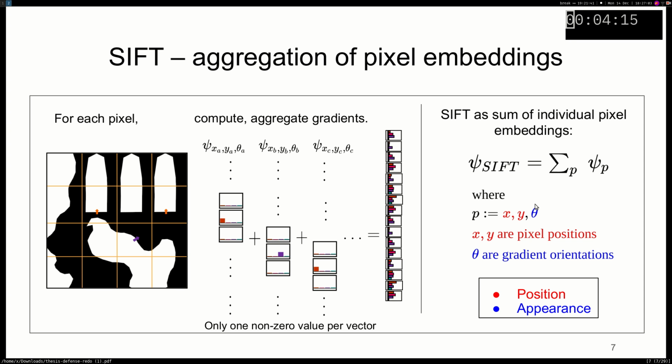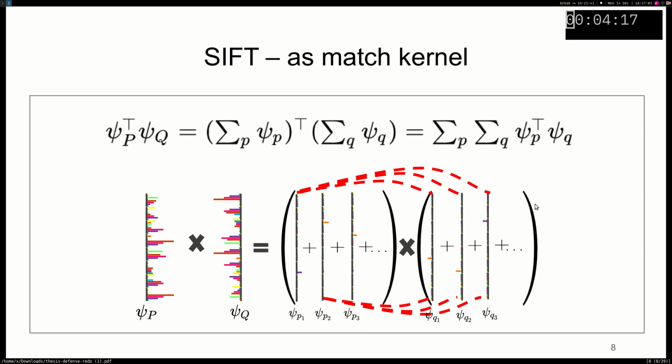Now, what exactly are these pixel embeddings and why are they useful? We can see why they are useful when we look at the inner product, which is basically when we try to compare two patches to see whether they are similar. As you can see, this part is the aggregate for patch P, and this part is the aggregate for patch Q, and this expands out to give us this particular expression, which basically says that we are comparing every pixel in patch P to every pixel in patch Q.